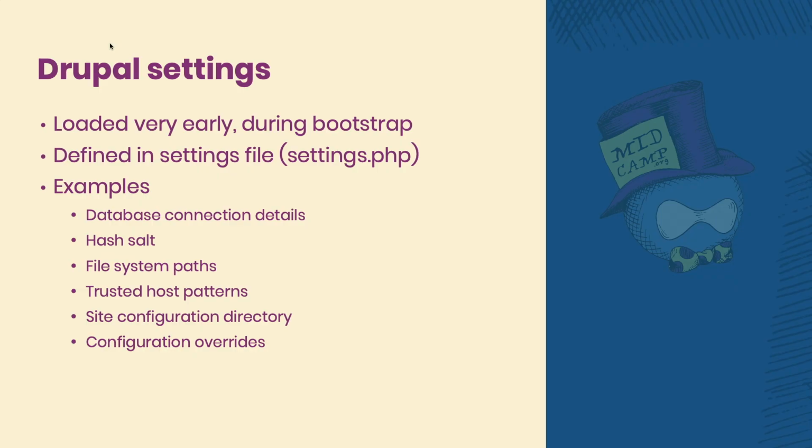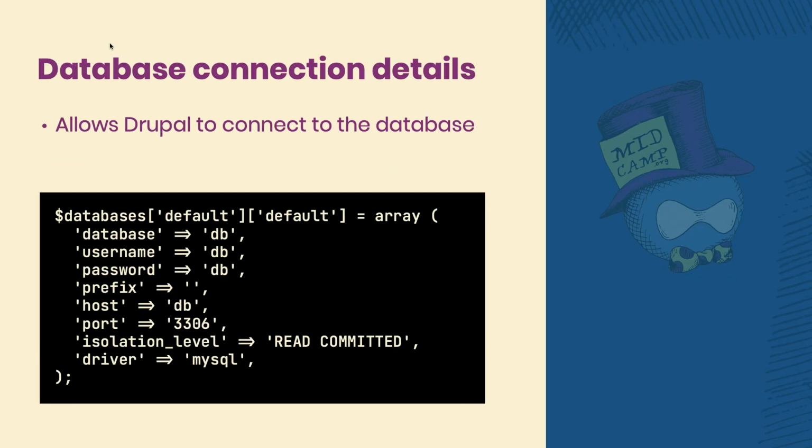Of course, there's a primary settings file. It's usually under the sites directory in a file called settings.php. Examples of the kind of things you can do in that file are the database connection I mentioned, defining the hash salt, file system paths, etc. We'll take a look at each of these. The database connection details look like this. Pretty straightforward. This is obviously for a local development environment, given the database name, username and password are all db.